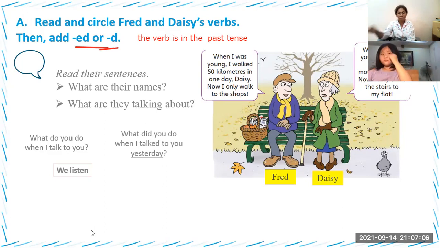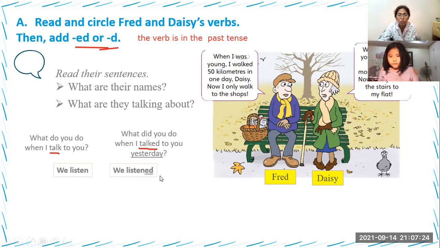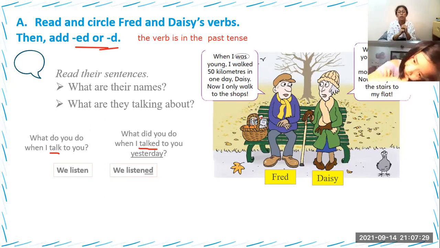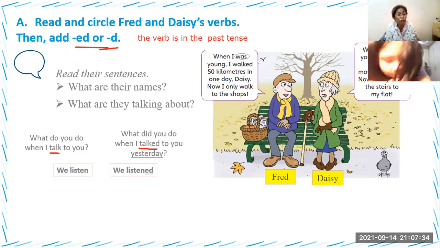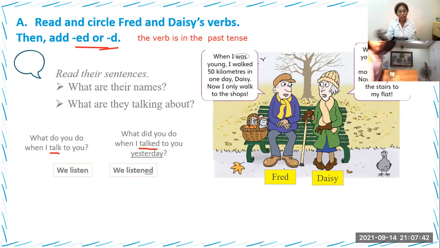What did you do when I talked to you yesterday? Okay, look up here. From the word here, talk and talked. The answer is, yesterday, so we listened. Can you see that? Now, can you see the difference between talk and talked, listen and listened? Can you check the difference?